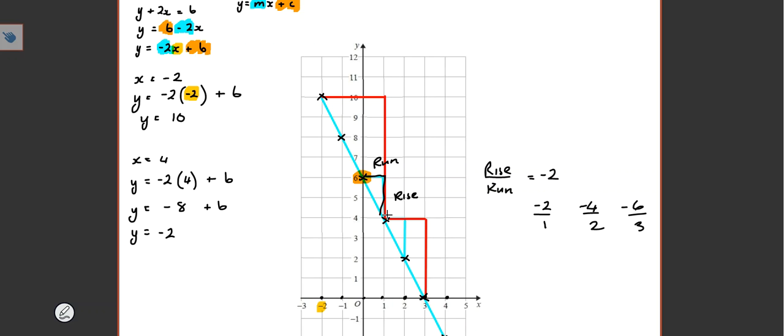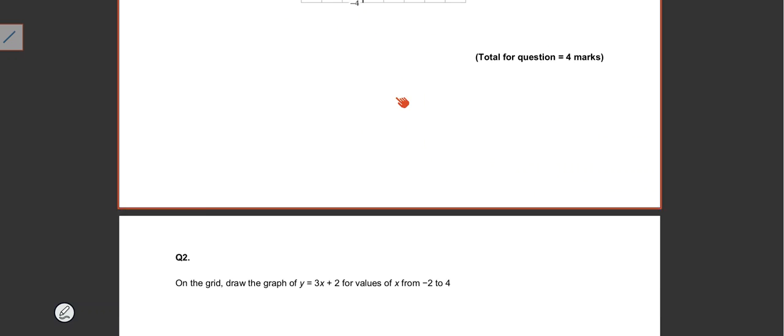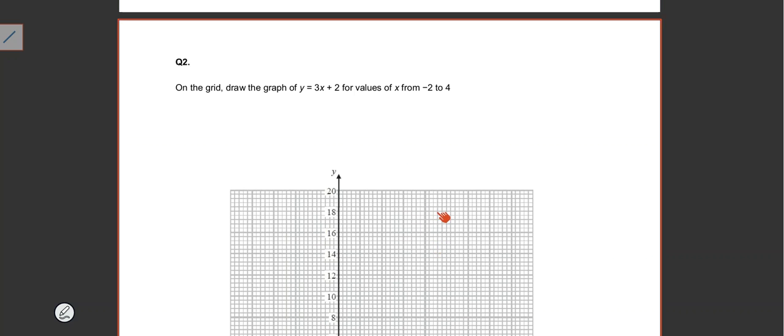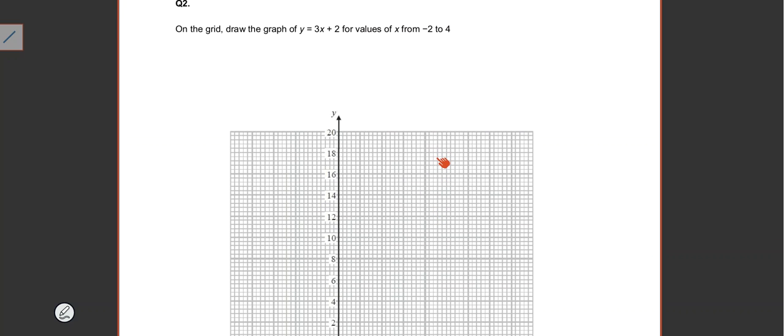Alright. I can do the next one. So, tell you what, this one would be an ideal one for you to practice. I do want to show you another method, just so you've got an all-rounded knowledge, but have a go at question 2 for yourselves.